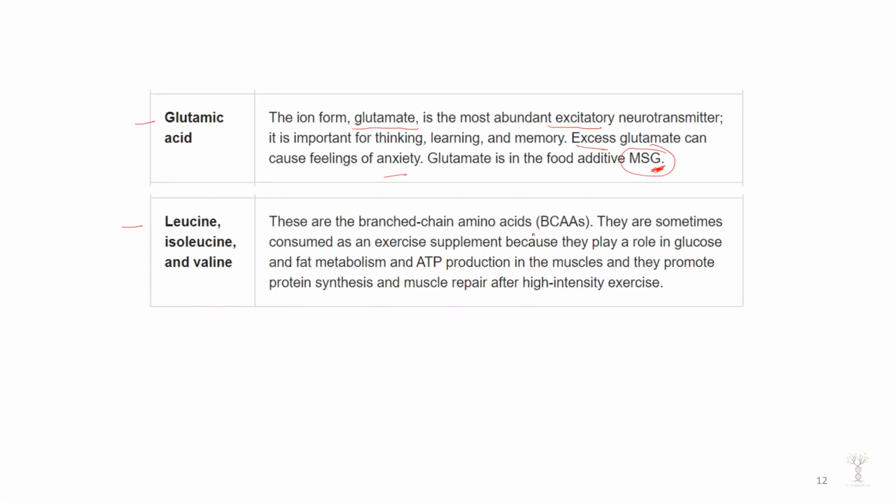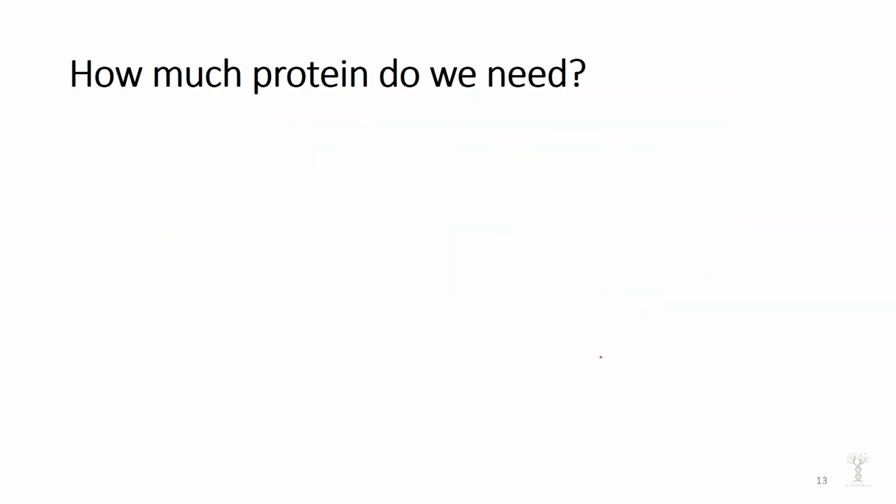And then lastly, we have our branched chain amino acids, or BCAAs: leucine, isoleucine, and valine. These are important amino acids because they play a role in metabolizing glucose and fat. We can use them to make ATP, which is our energy, and they are important for muscle repair. So a lot of athletes will consume branched chain amino acids as a supplement to help with muscle building.